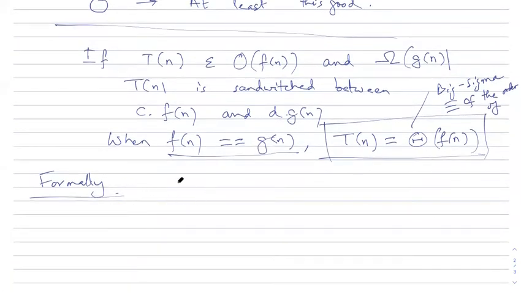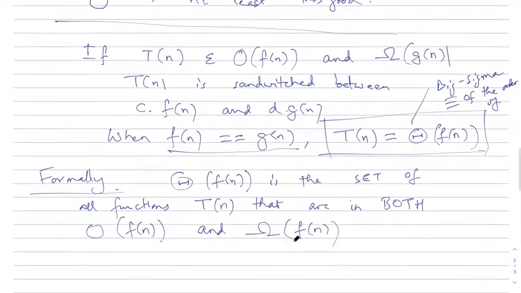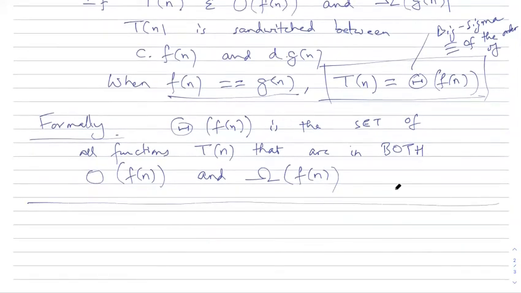So more formally, we can establish big theta of f of n is the set of all functions t of n that are in both big O of f of n and big omega of f of n. Okay.